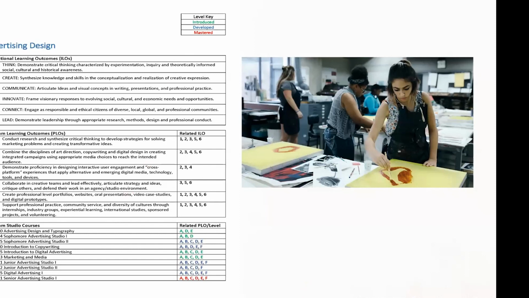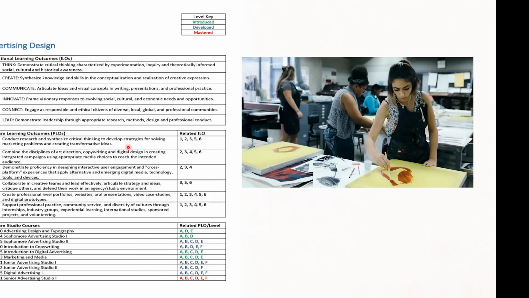So look at this curriculum map for advertising design. At the top, you'll see our institutional learning outcomes, which are think, create, communicate, innovate, and lead. And you'll see the program learning outcomes are mapped to the institutional learning outcomes. And then finally, all the courses that are listed here are mapped to the program learning outcomes.